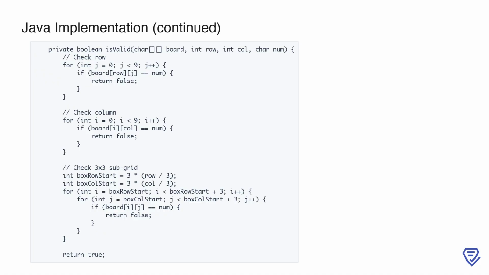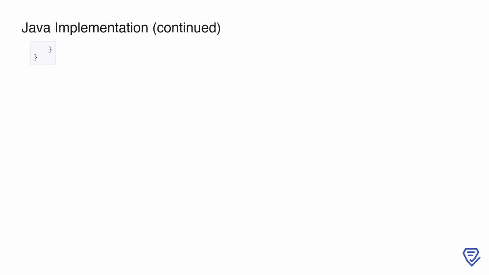Lastly, we check the 3x3 subgrid that the current cell belongs to. We calculate the starting indices of the subgrid using integer division and iterate through all cells within this subgrid. If the number is found anywhere in the subgrid, we return false. If none of these checks fail, the method concludes that placing the number is valid and returns true. With the closing bracket, we end the isValid method and the solution class.